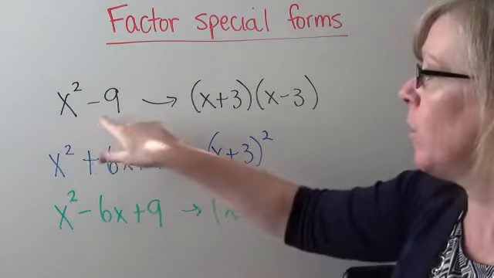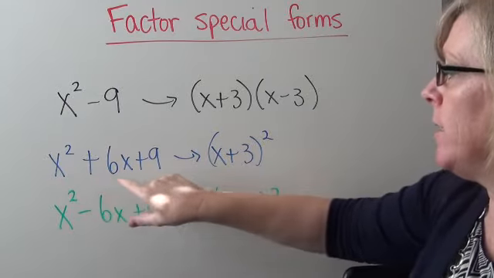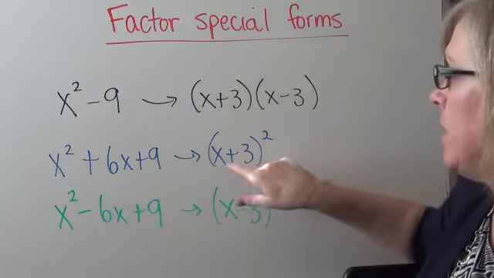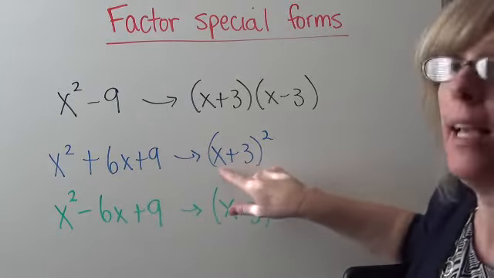The other two are perfect square trinomials. If I started with x plus 3 squared, I must have x squared plus 6x plus 9. The middle term is this times this, doubled. The last term is the last number squared, and the first term is the first number squared. If I had a subtraction in here, then I must have had the same numbers, but it must have been x minus 3 squared.